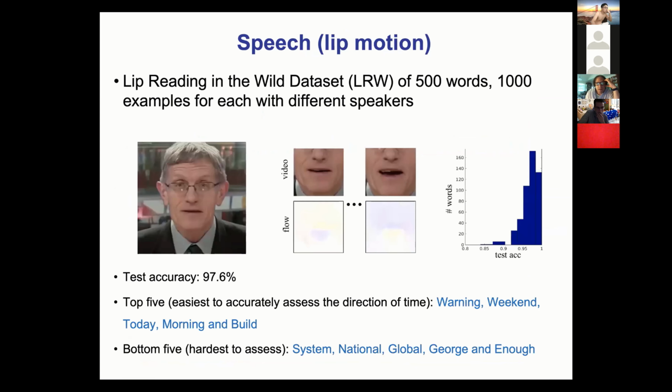And we can ask questions like, we can show the system videos of people talking and ask, what words do people say that are easiest to tell are properly or improperly forward in time? So the easiest words to assess the direction of time are warning, weekend, today, morning, and build. If you say those and just look at the lips, those are the easiest ones to correctly assess the direction of time. And the hardest ones are system, national, global, George, and enough. So George in particular, you can see you can kind of hear it to be almost a palindrome.